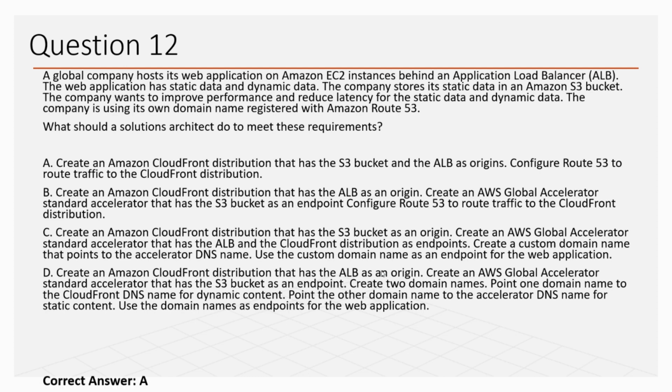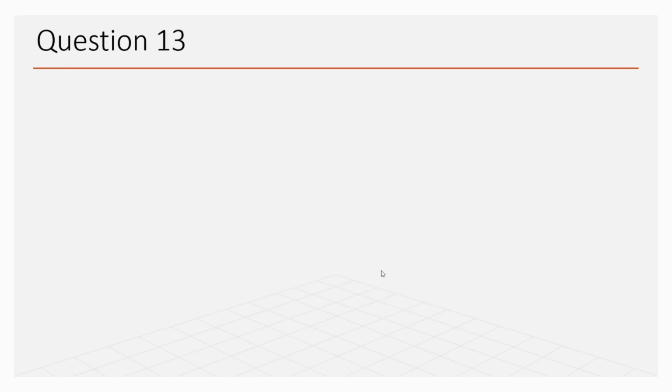Now let's look into the correct option. And the correct option is A, which says create an Amazon CloudFront distribution that has the S3 bucket and the ALB as origins. So basically, create a CloudFront distribution which has the S3 bucket and ALB as the origins, and then configure Route 53 to route traffic to the CloudFront distribution. So that is the solution which is provided by the solutions architect to meet these requirements. Now let's look into the next question.